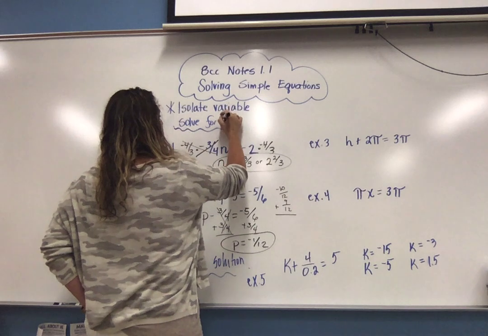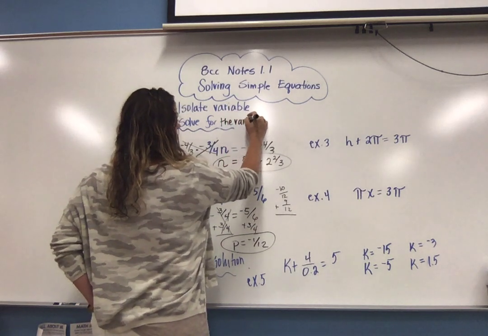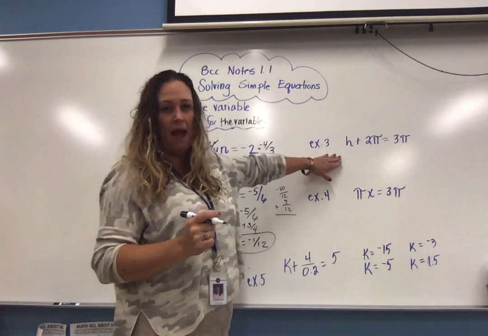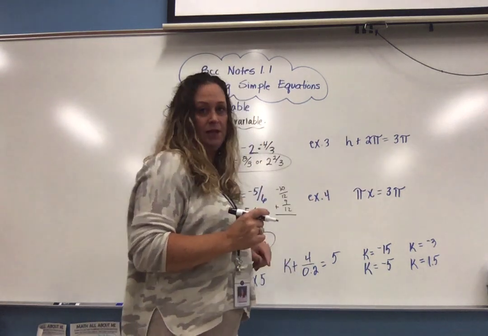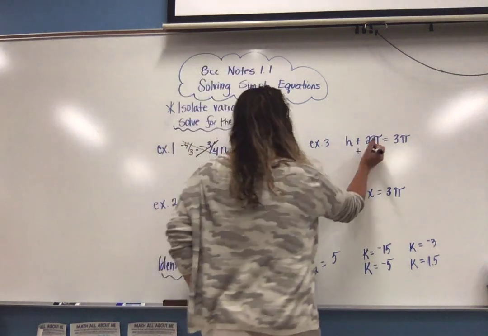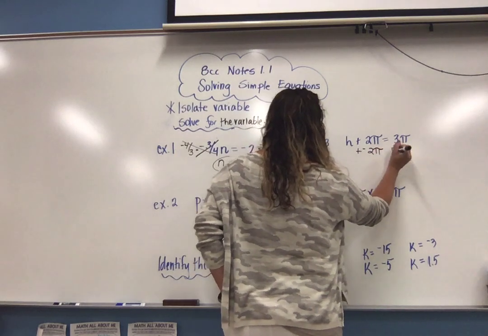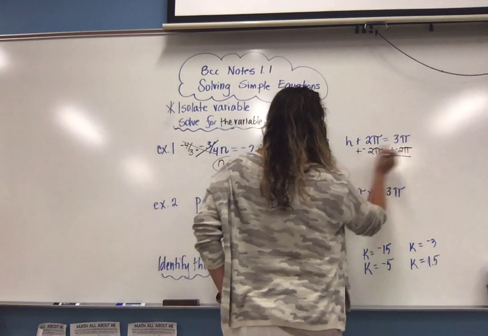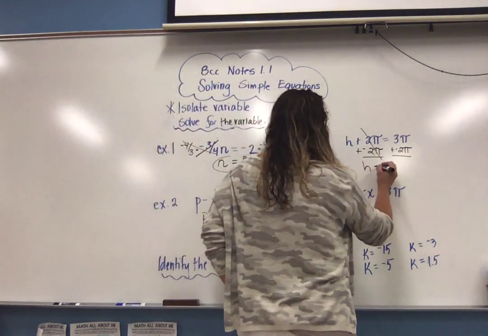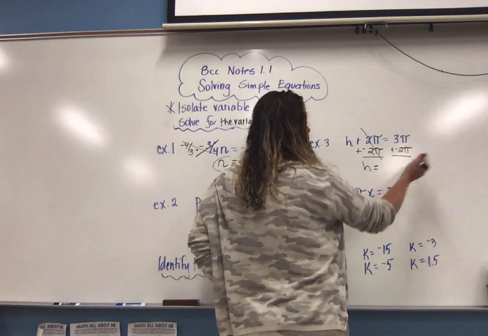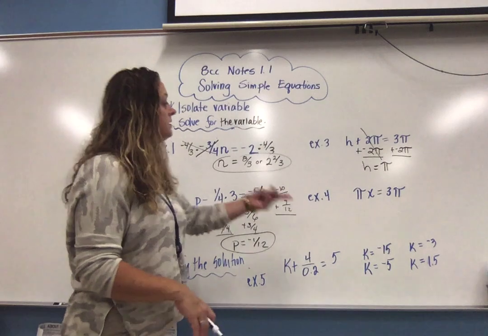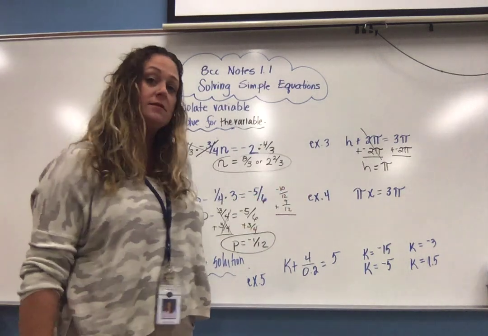In example 3, I am trying to solve for x. Let's change this to solve for the variable, because this variable is not x. Okay, I am solving for h. What's happening to h? 2 pi is being added to it. I never subtract in an equation. You're allowed to, but I don't. So I add negative 2 pi, because I like to see those zero pairs. 2 pi plus negative 2 pi simplifies to 0. So h equals 3 pi plus negative 2 pi, which is just pi. So h is pi.